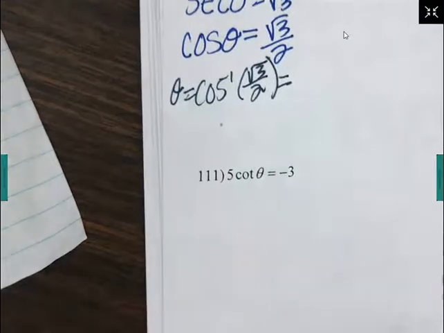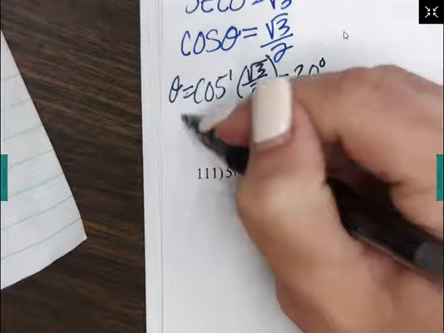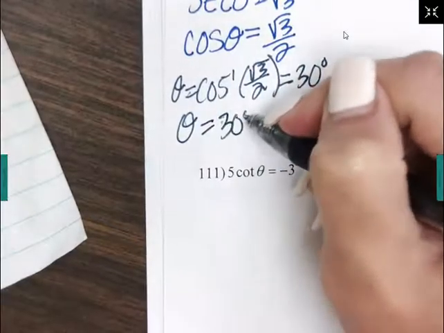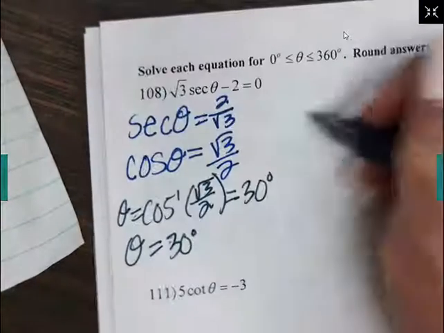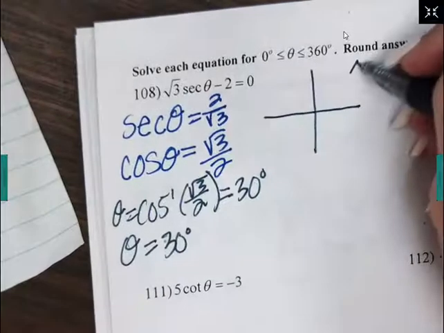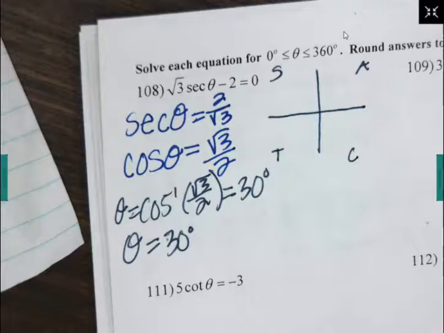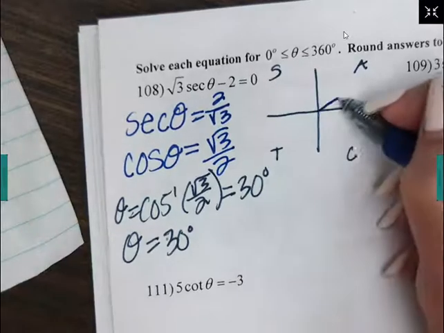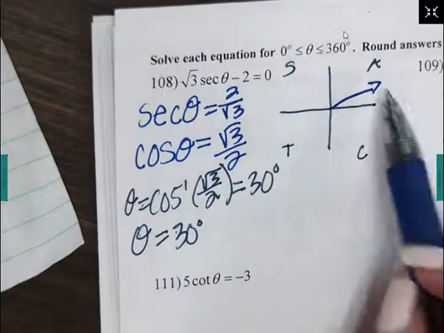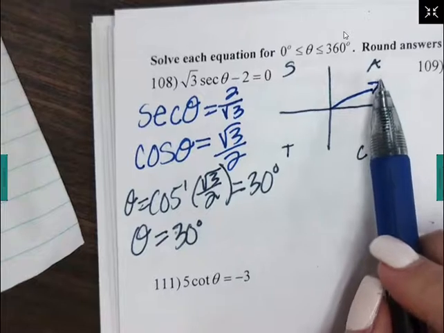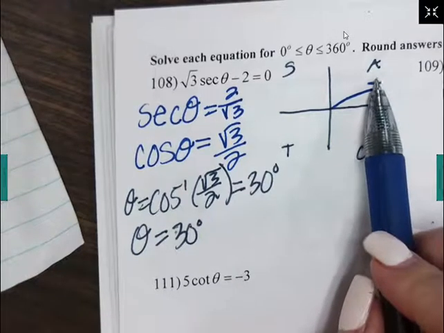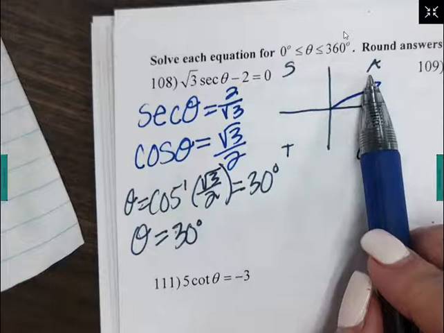30 degrees? So theta is equal to 30 degrees, okay? All right. Now, all students take calculus, right? If we're here at 30 degrees, let me remind you guys what this means. This means that all of them are positive. Sine is positive, cosine is positive, tangent is positive. All 3 of those are positive in the first quadrant.